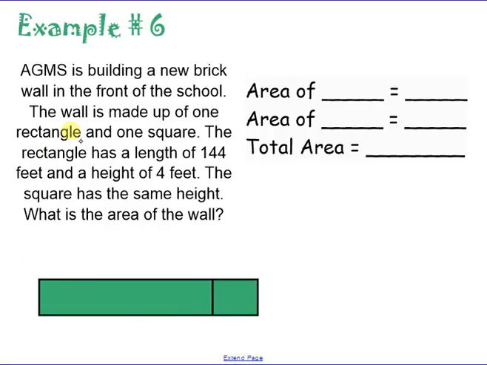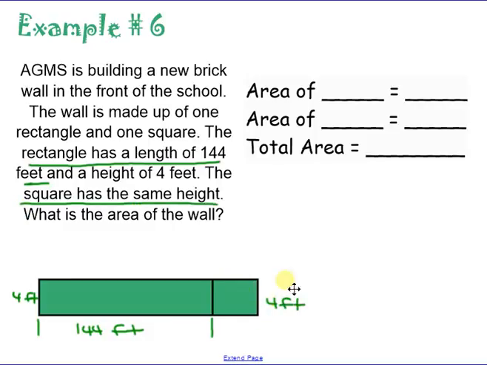Okay, so the rectangle has a length of 144 feet. So from here to here is 144 feet, and it has a height of 4 feet. The square has the same height, 4 feet. And the thing that we know about squares is that all the sides are the same, so we also know that the base of the square is also 4 feet.